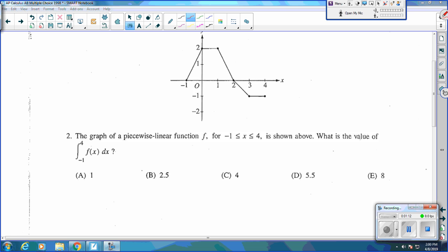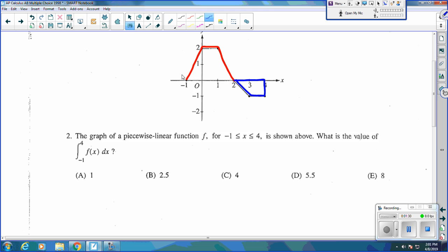Number 2, the graph of a piecewise linear function is shown. What is the value of the integral from -1 to 4 of f of x dx? So it's asking you to find the area under the curve for that shape and that shape. Realizing the red one is positive and the blue one is negative.